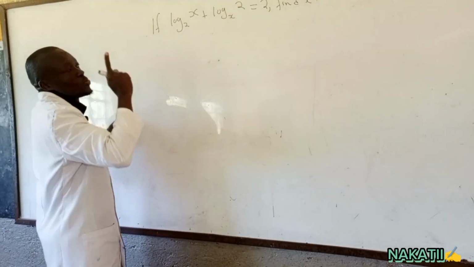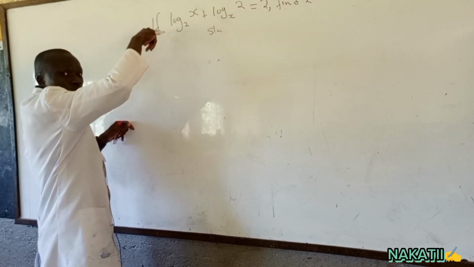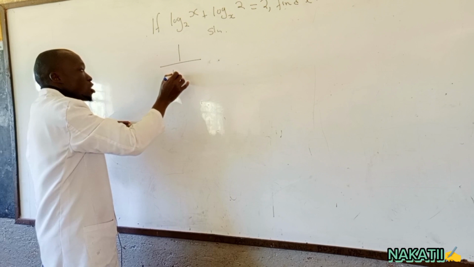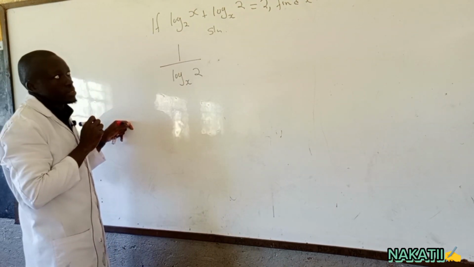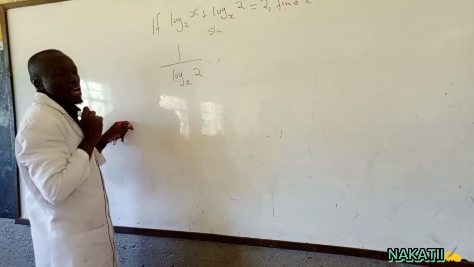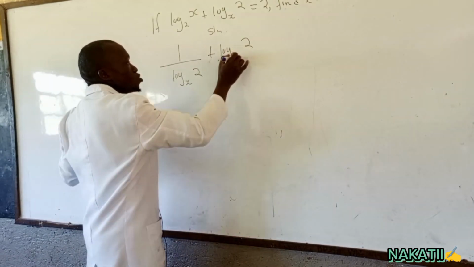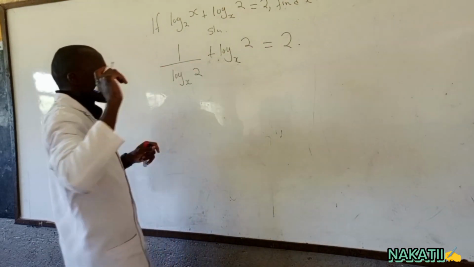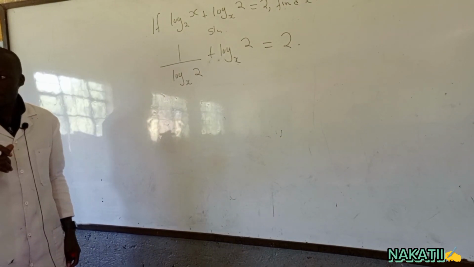So if I want x to be down, this one is the one which is going to change. It will be 1 over log 2 to base x. So these and these are the same. Then plus log 2 to base x is equal to 2. Like that one. Are we there?